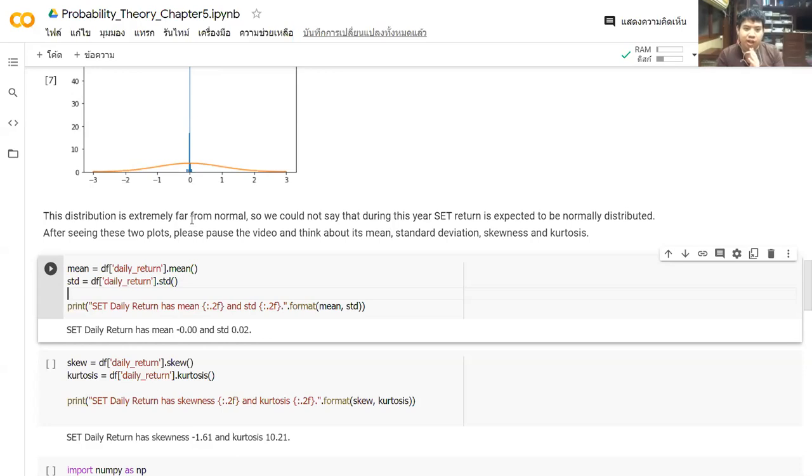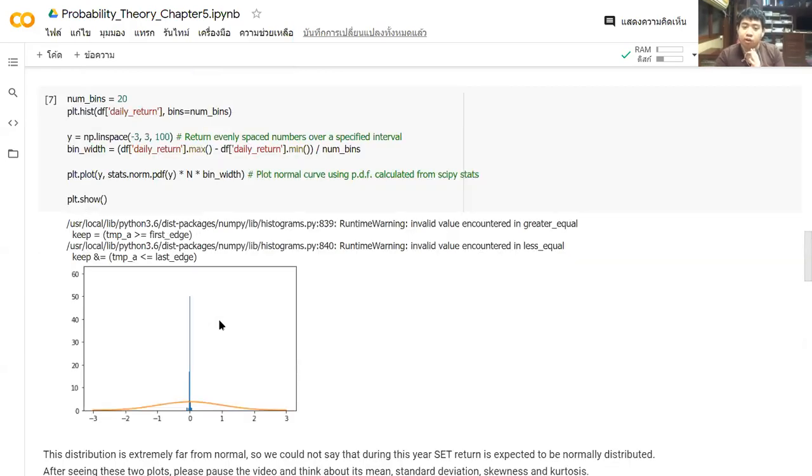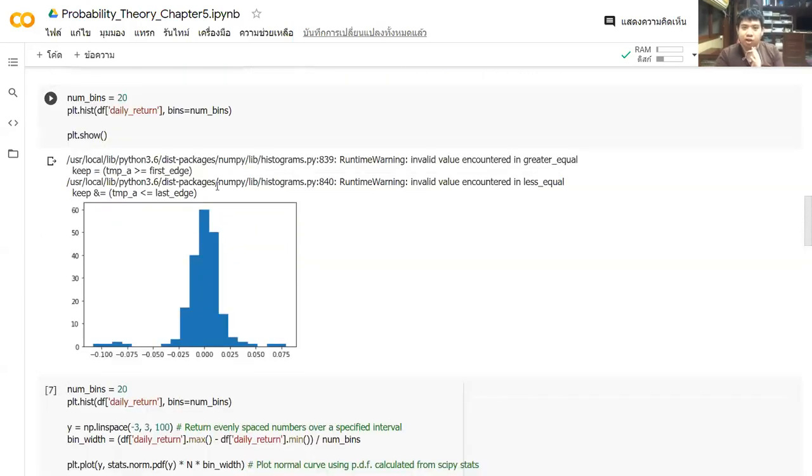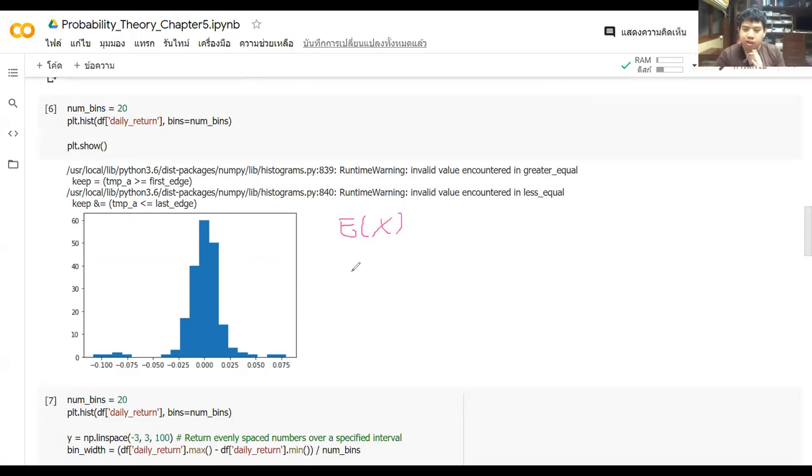After seeing these two parts, please pause the video and think about its mean, standard deviation, skewness, and kurtosis. So look at this curve. Can you guess what the mean is? The mean is the first moment, right? The first moment is the mean. And let's say the variance. And how about the skewness? And how about the kurtosis? So for the normal, E of X is 0, whereas the variance is 1, and the skewness is 0.